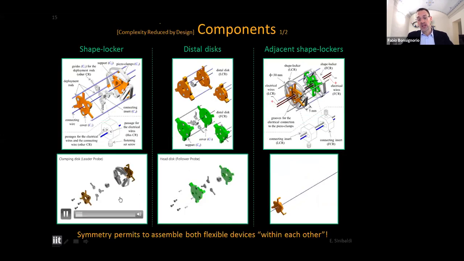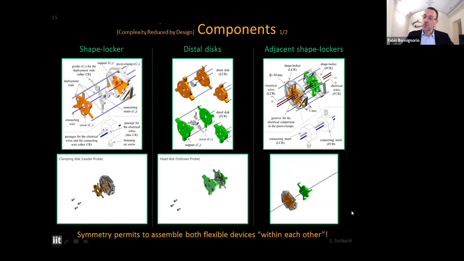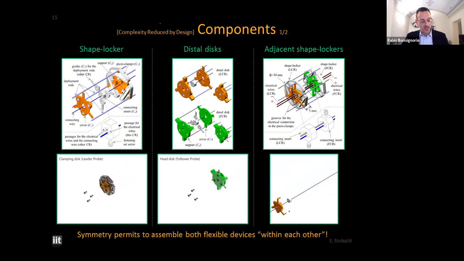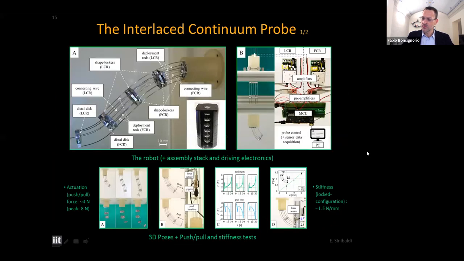Here you can see the assembly of these disks. Also the distal disk, the one without this piezo brick, is very simple. I wanted to mention that this couple of tools must be assembled one within each other. So in general, this is not possible. But in this case, symmetry permits us to assemble this tool in this way. More interestingly, symmetry also permitted building the entire probe by using only five different components: one, two, three, four, and five. With these five components, I can build the entire system, still thanks to symmetry.